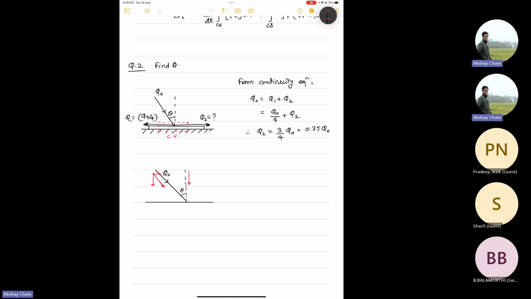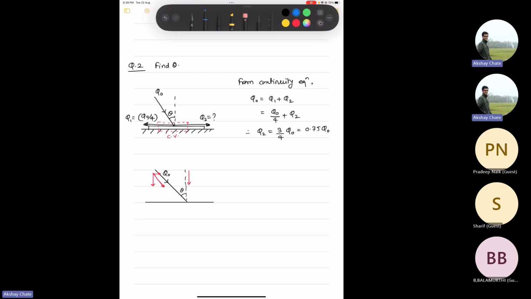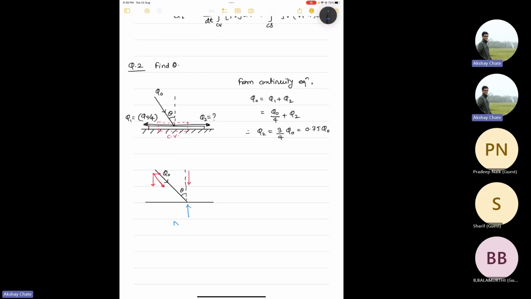So the fluid will exert some force in that direction on the plate, right? But this force can be resolved into two components, one vertical and one horizontal. So let's say this vertical component is acting like this. It will get balanced by the normal reaction from the plate, because there is no other force acting in the vertical direction. There is one force because of the fluid jet, and then there will be the reaction force as per Newton's third law.